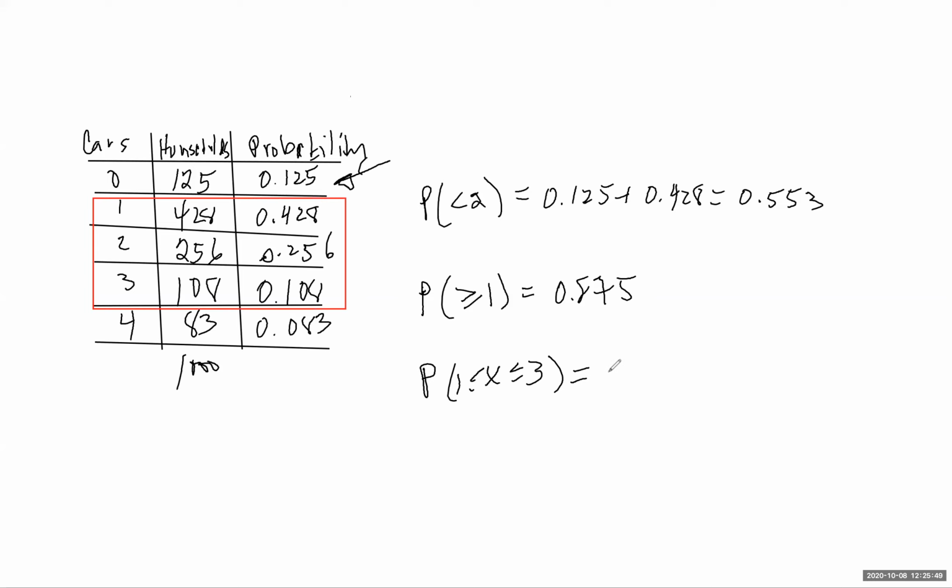Add those up: 0.428 plus 0.256 plus 0.108. Is that 0.792? So the probability of them having between 1 and 3 cars inclusive is 0.792. That is using a discrete probability distribution with empirical data.